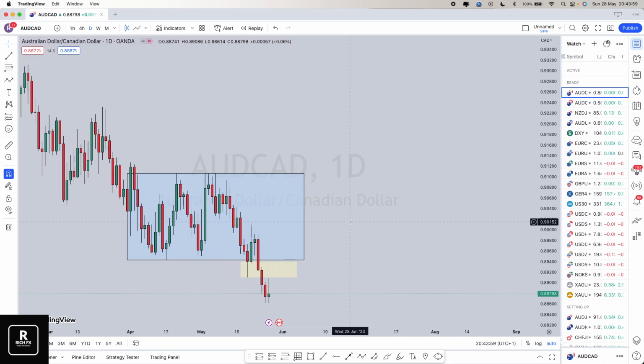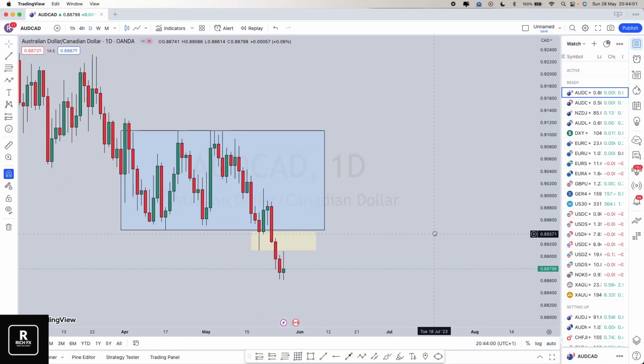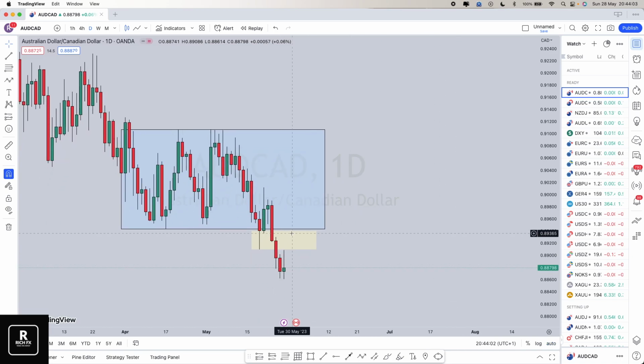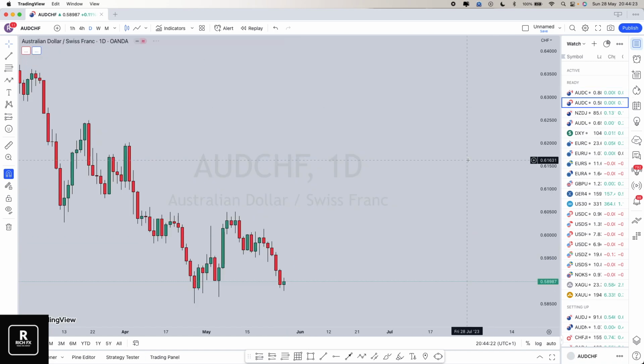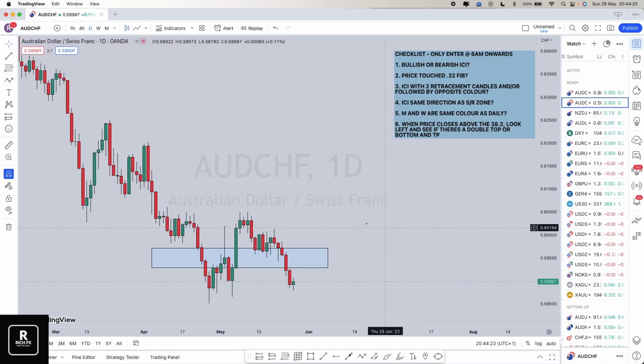I'm still waiting for another daily candle to close. And yeah, if the daily candle does decide to create another retracement candle, then good. If the next daily candle decides to close below, so if it decides to close below down here, for example, then I'm out, and I won't trade the pair because it's not in accordance to the strategy. But that's one pair.